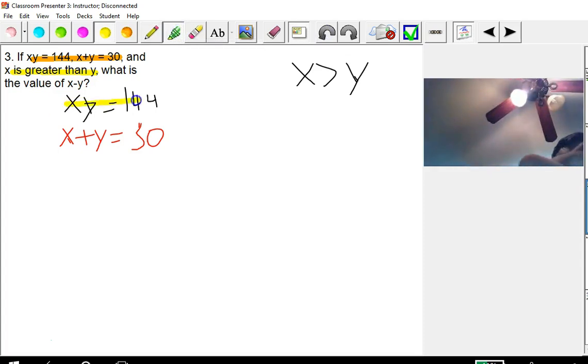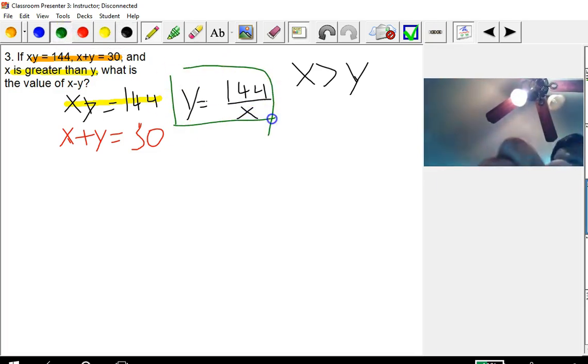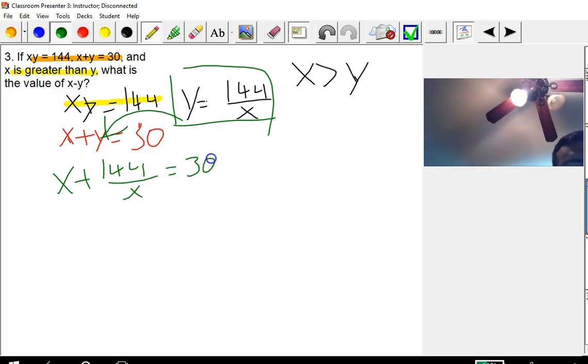Highlighter. I'm going to make it into an equation that's helpful. So I'm going to make it y, use black again. Y is equal to 144 over x, right? So what I'm going to do here is plug this value into the y there, so it becomes x plus y, which is 144 over x equals 30.